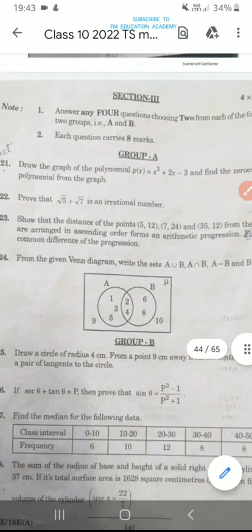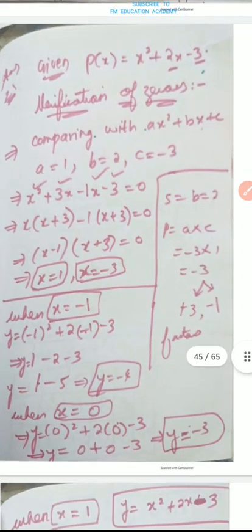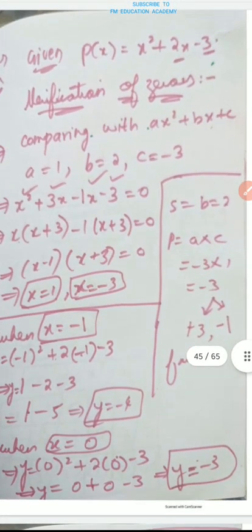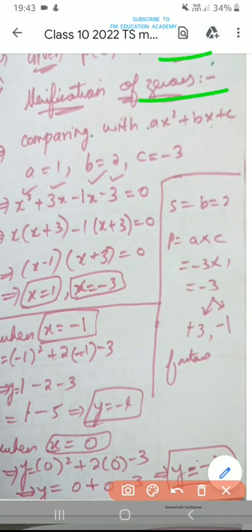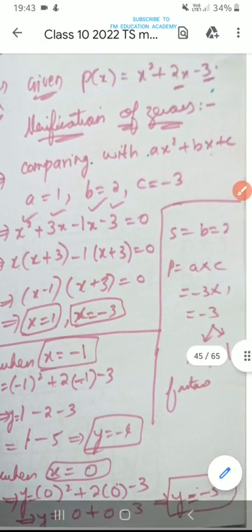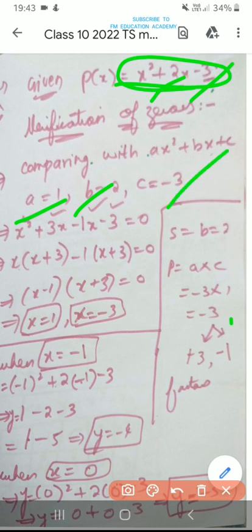Okay, so how to draw the graph of the polynomial? See, here the equation given to us is p of x is equal to x square plus 2x minus 3. First I told you to verify zeros. So how to verify zeros? Here we can verify zeros by comparing this with ax square plus bx plus c. What is a? 1. What is b? 2. What is c? Minus 3. Now by using splitting the middle term, we'll find out the zeros. Okay, what is splitting the middle term?